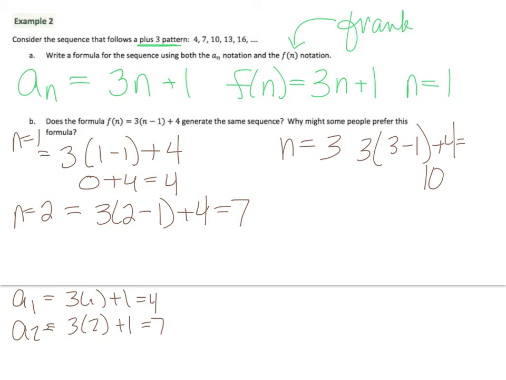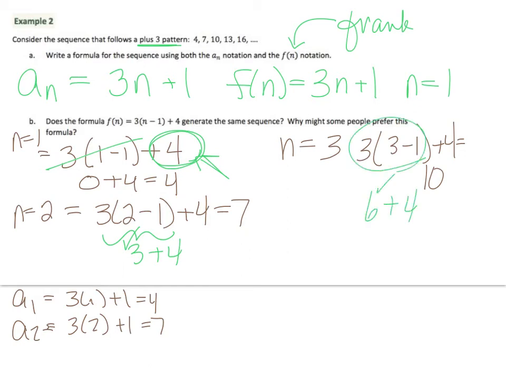Why might some people prefer this formula? I like that it gives us 4 as the answer for the first one. That goes away, we know that it's 4. And then if we look at this, I get a 3 plus 4. So it's like my plus 3. And then if I look at this one, I get 6 plus 4. So it's like a plus 3 pattern. So it makes sense. You can get creative with your expressions.